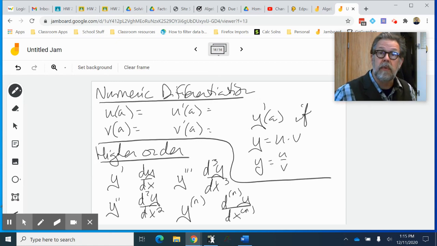That is section 3.3. Everything you need to know. Thanks.